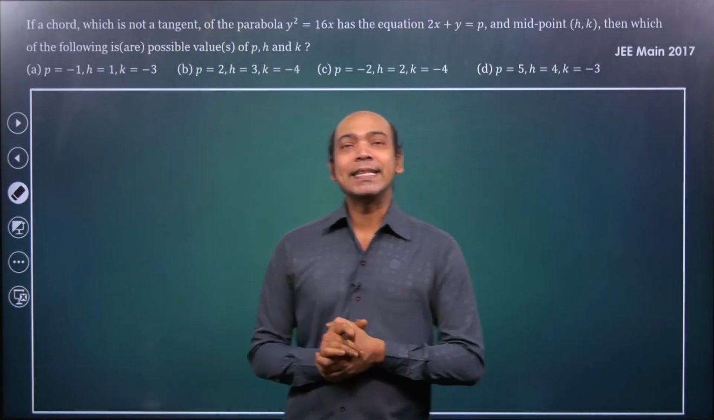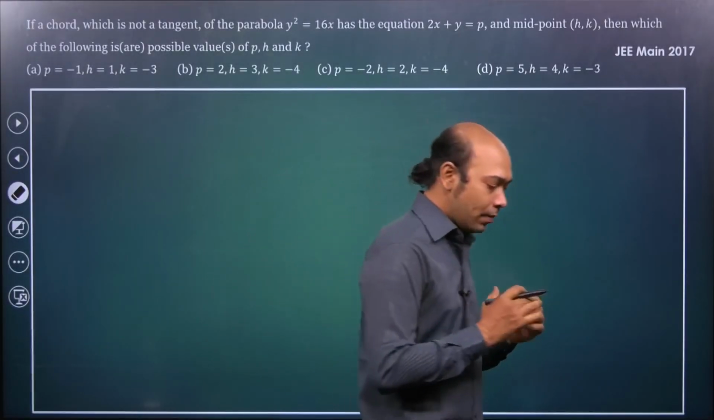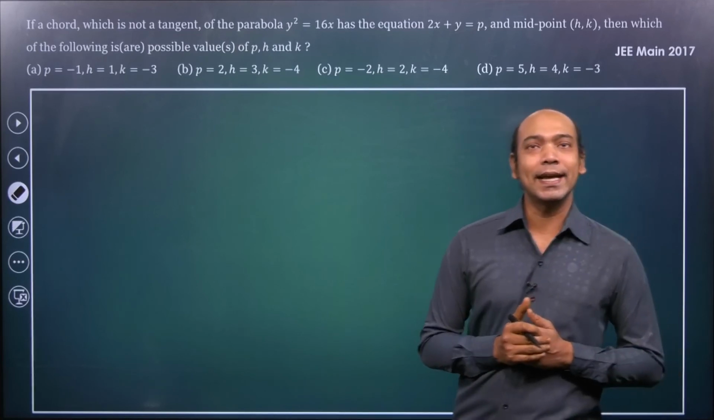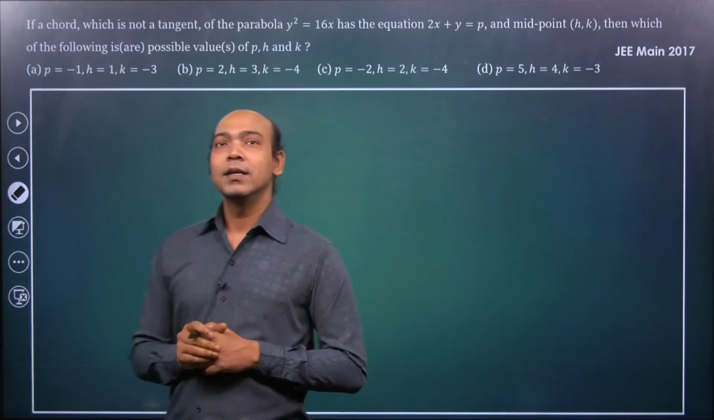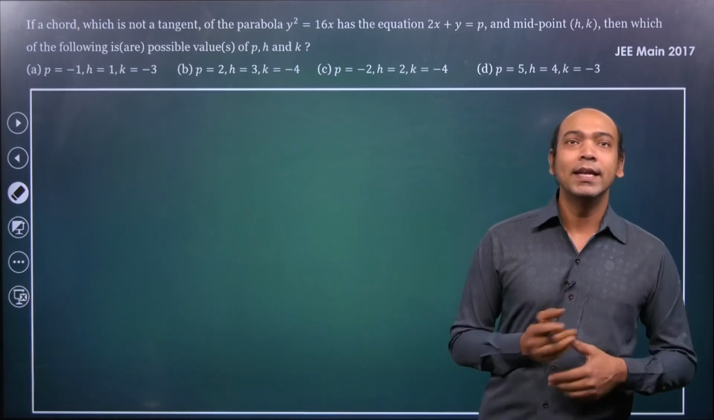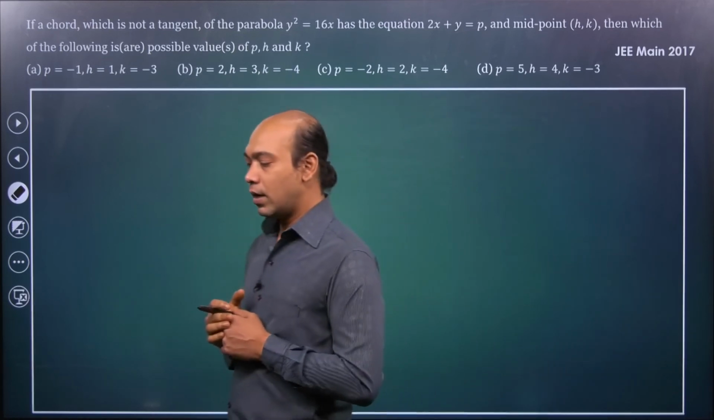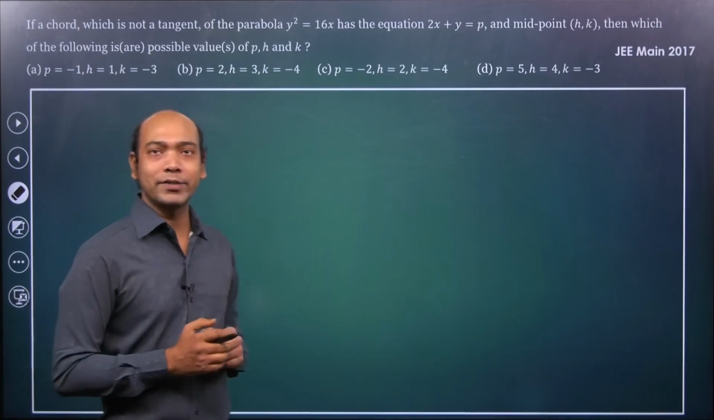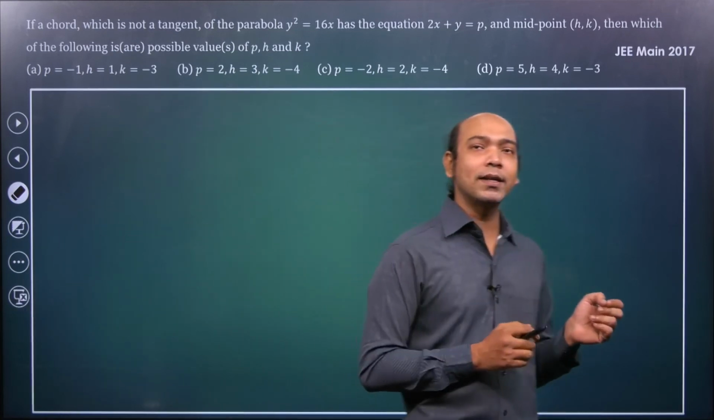Hi all. Here it says that we have a parabola y square equal to 16x and we have a chord. It is obviously a chord, it cannot be a tangent. So obviously it will intersect the parabola at 2 points. Therefore we need to substitute that in this given equation.